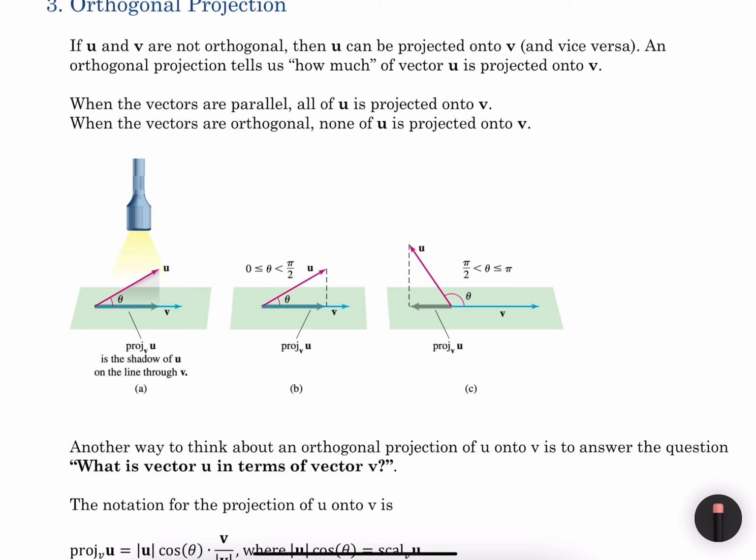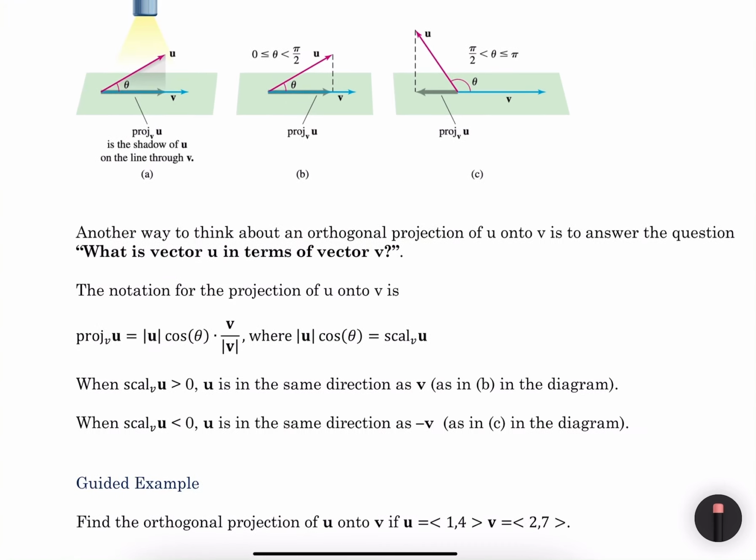A way to think of this is how much of the vector that we are casting a light on is on the horizontal vector. In this case, how much of vector u is on vector v. Another way to think about that is if you were to write u in terms of v, meaning v is our basis vector or our unit vector, what would it look like? The formula that we have for this, we can derive in class, because for the video it's going to be too long. So we call this an orthogonal projection.